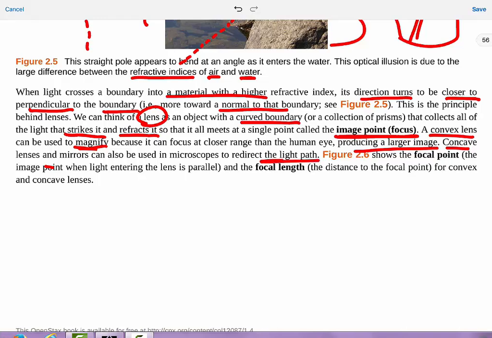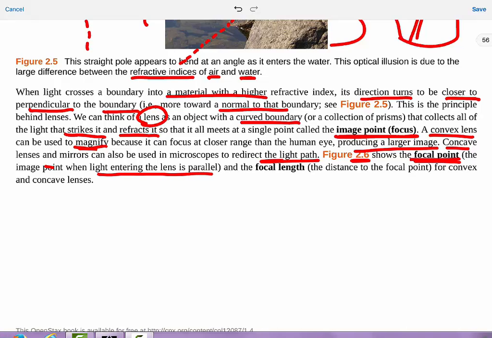And we're going to look at a couple different microscopes in this chapter that have multiple lenses and some mirrors to then bend that light to where it needs to be, redirecting it to give it an even sharper image, for example. Figure 2.6, we'll look at in just a moment, shows the focal point, which is the image point when light enters the lens.